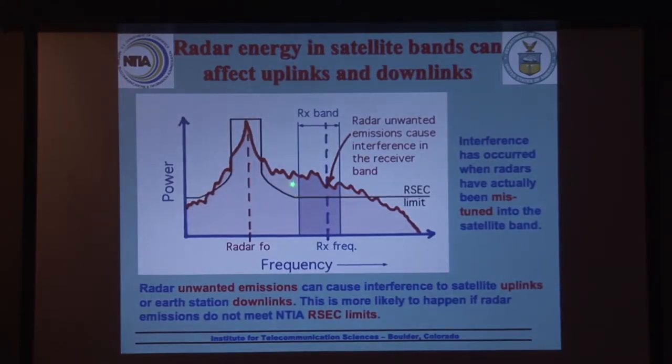So, we've seen this graphic again in some previous presentations in this series, so I'm not going to belabor it, but this is the problem where radar unwanted emissions, that is to say, the emissions in the receiver band for a satellite system, either the earth station downlink or the uplink, see energy from the radar, which is energy that the radar emitter is not trying to emit, but which is nevertheless present.